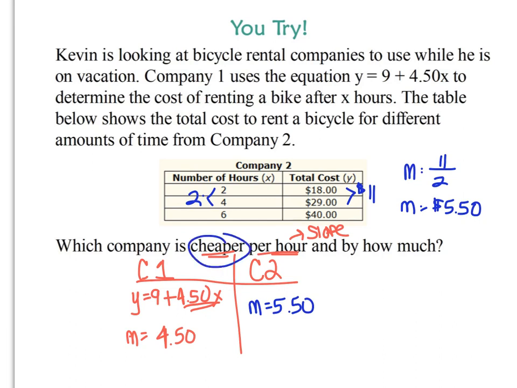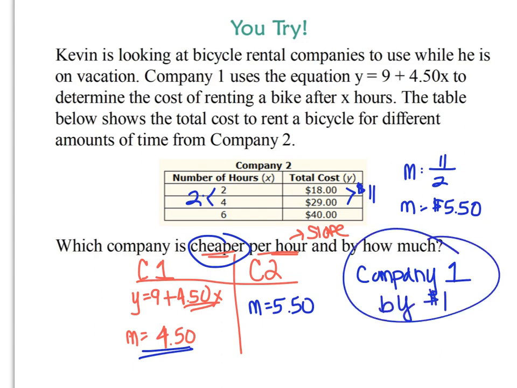I'm looking for which one is cheaper. 450 is cheaper. So company 1 is cheaper by $1, because 550 minus 450 gives me $1. Again, find our slopes, y over x, or whatever number is with your x. Compare, I'm looking for cheaper, so the smaller number. Subtract to figure out the by how much.